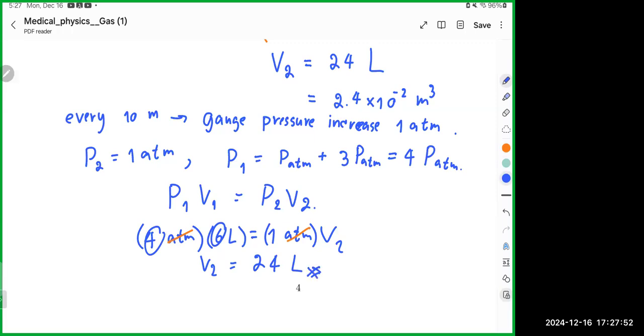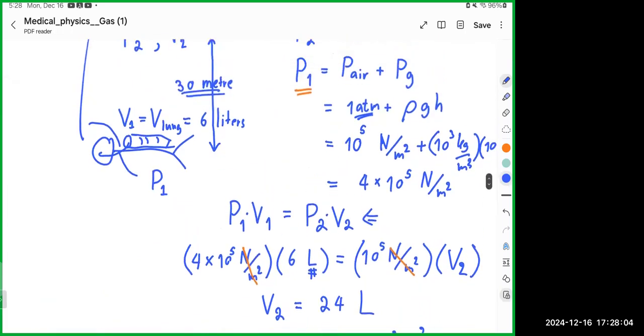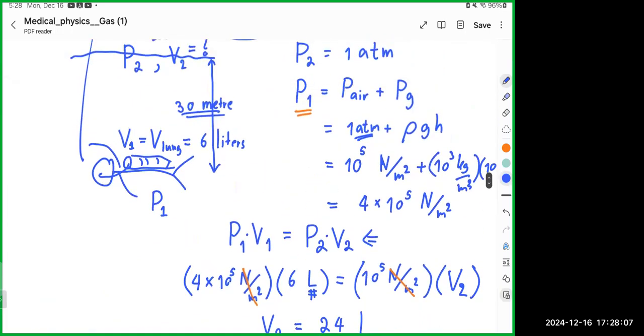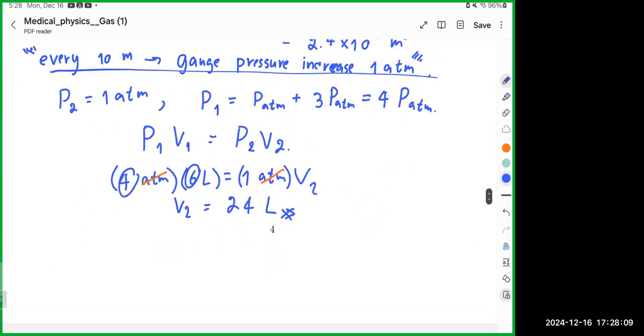And you can see that if you use this formula, you can calculate immediately. That's it. No need to convert anything. Okay, that is a technique.